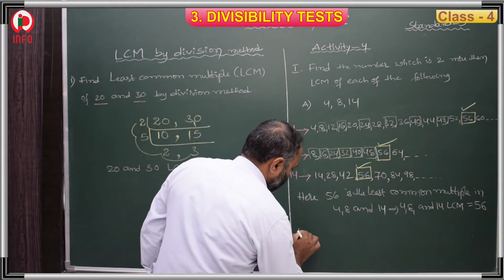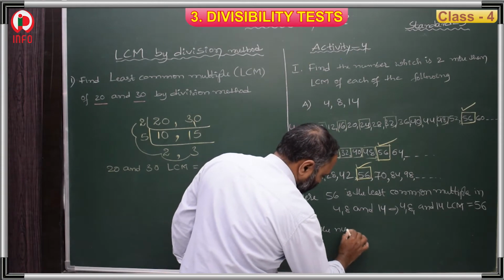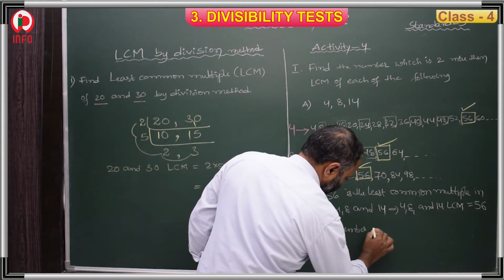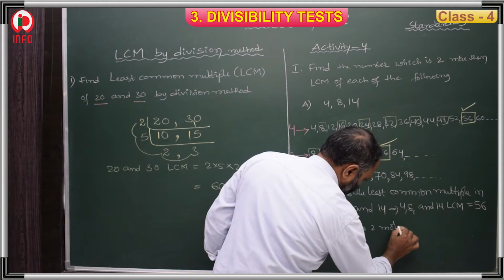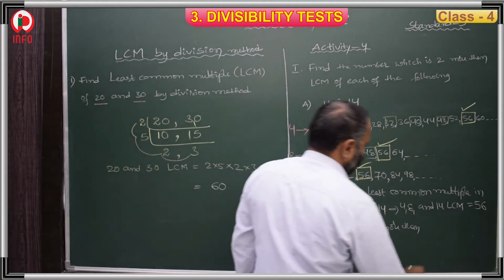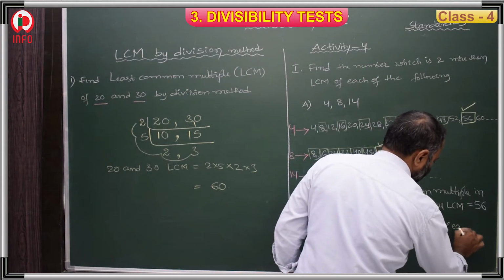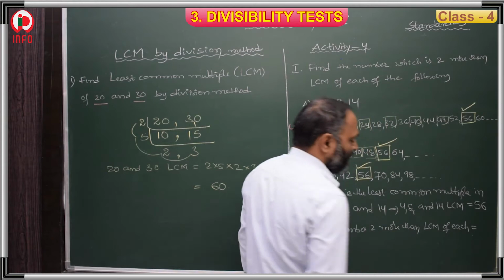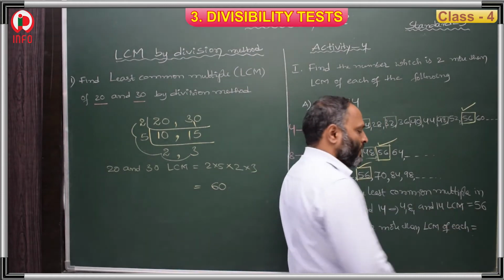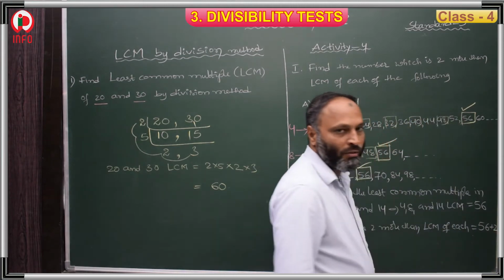Now, the number 2 more than the LCM of each. What is the LCM? This is the LCM, 56. 2 more we have to find, plus 2. 2 more number we have to find.